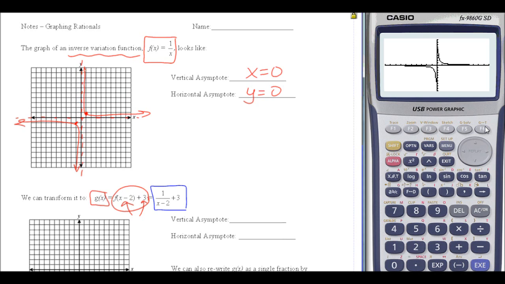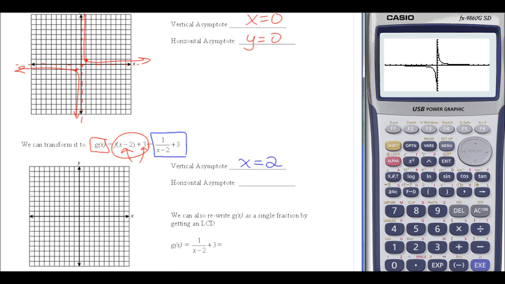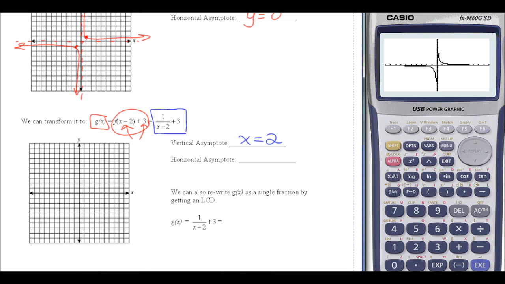So what's that going to do? Well, the minus 2 on the inside is going to move us 2 to the right, and now our vertical asymptote is going to be x equals 2. Let me scroll up a little here. That makes me go over 2 to the right for my vertical asymptote. My horizontal asymptote has been bumped up 3, so now it's going to be at y equals 3.